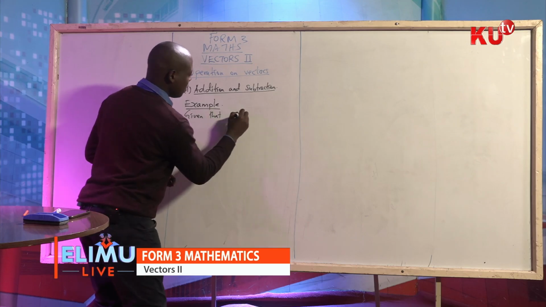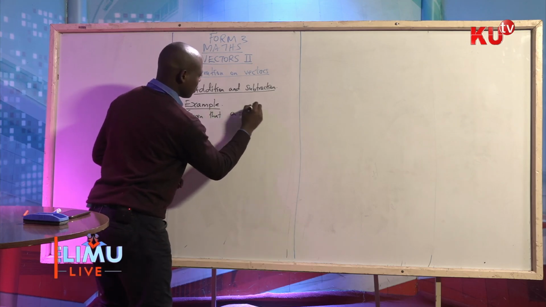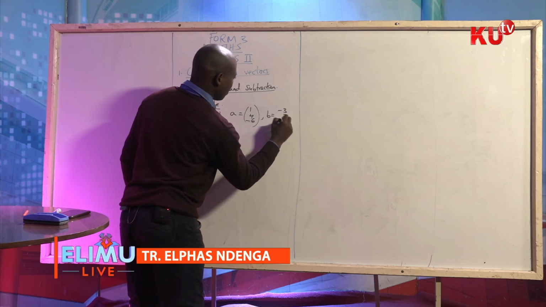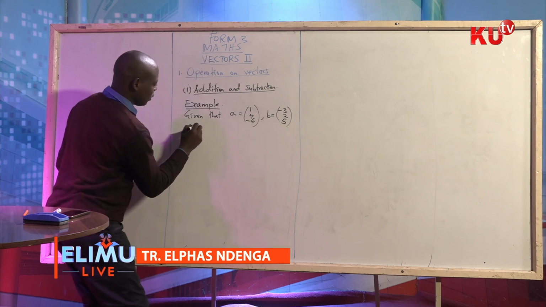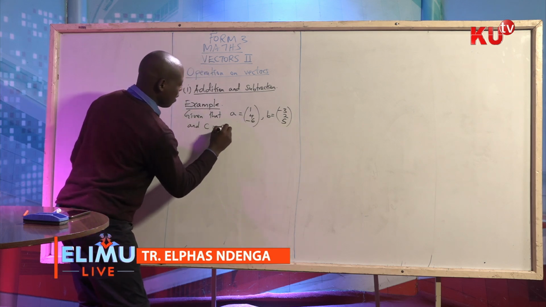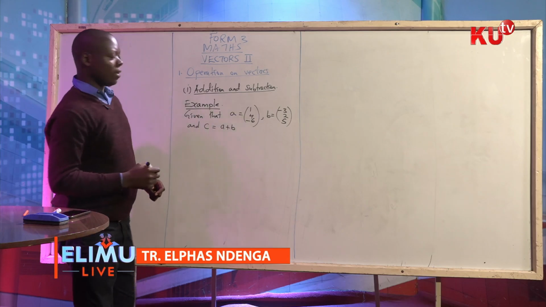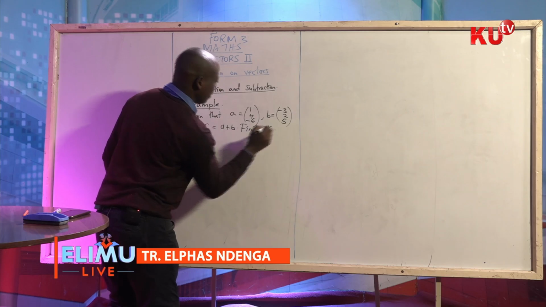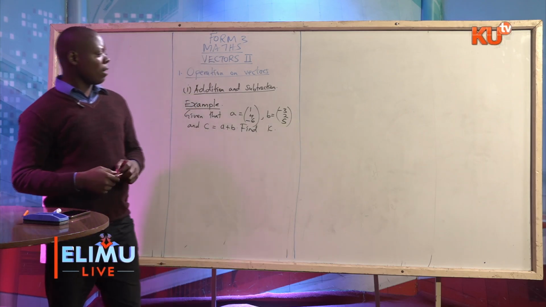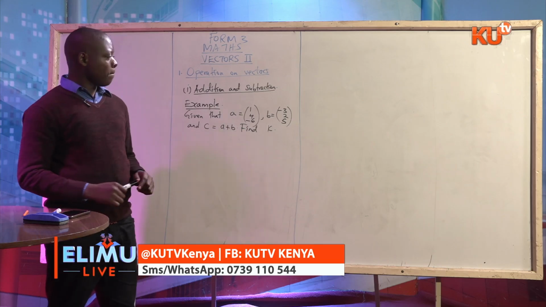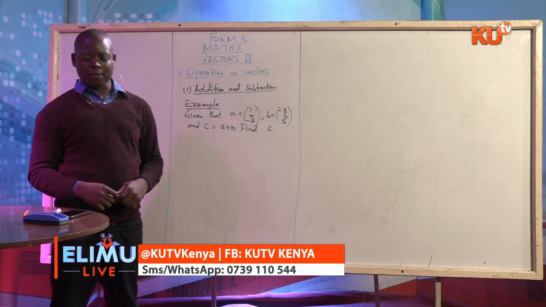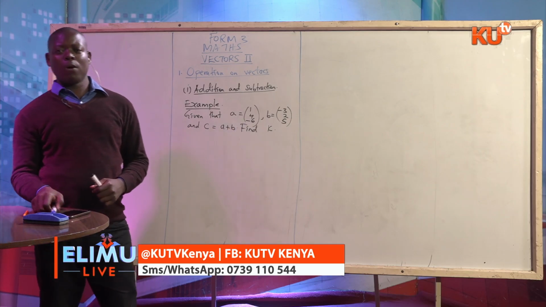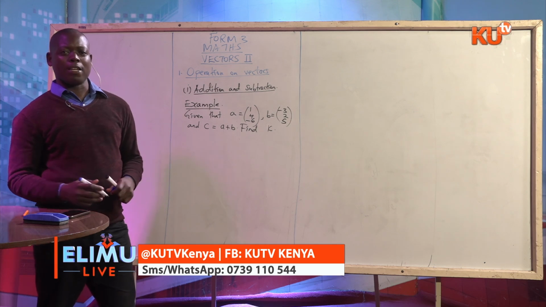For instance, take this example on the board. Given that vector A is (1, 4, -6), B is (-3, 2, 5), and C is the vector A plus B, find C. That is, A is (1, 4, -6), B is (-3, 2, 5), and C is the sum of A and B. So how will we work it out, students? Any trial?